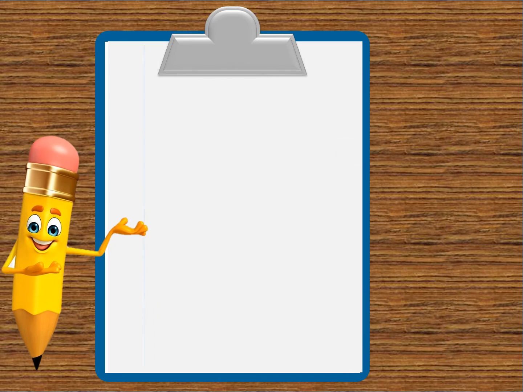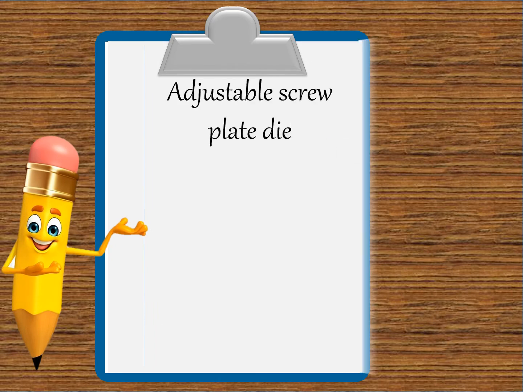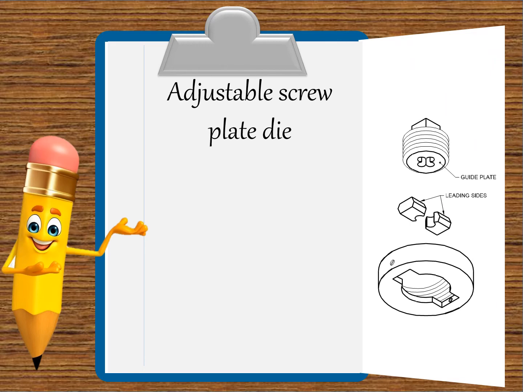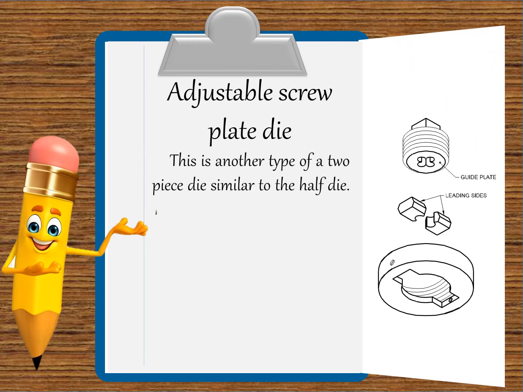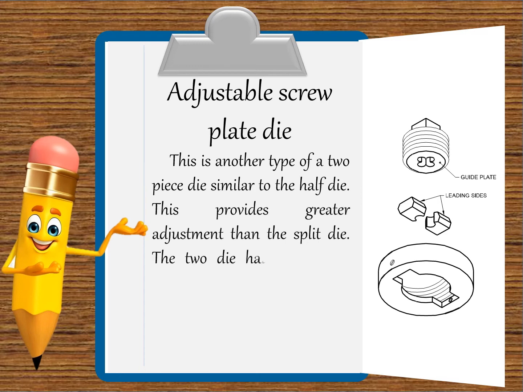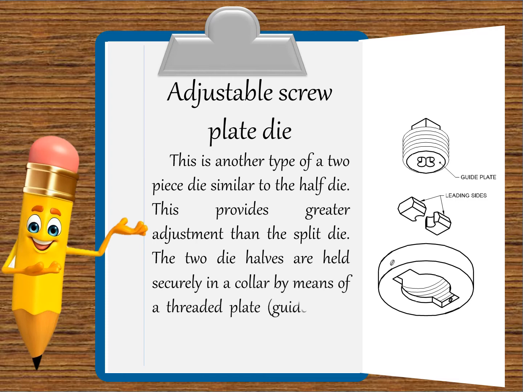The third type is adjustable screw plate die. This is another type of a two-piece die, similar to the half die. This provides greater adjustment than the split die. The two die halves are held securely in a collar, by means of a threaded plate, guide plate, which also acts as a guide while threading.